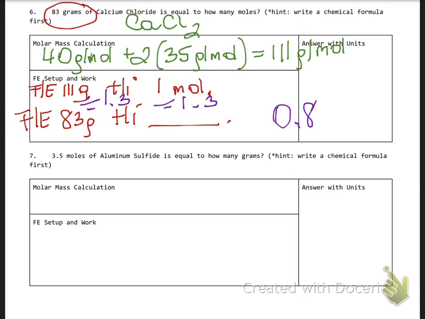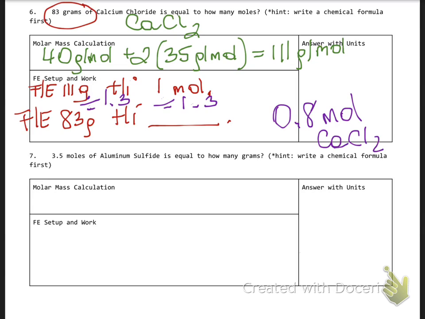The unit should be the same as the one on the top. That's mole. And I should always include the substance that I'm calculating, and in this case it was calcium chloride. So your answer should always include that number, that unit, and that chemical, the stuff that we were looking for. So this is how you go from grams to mole.